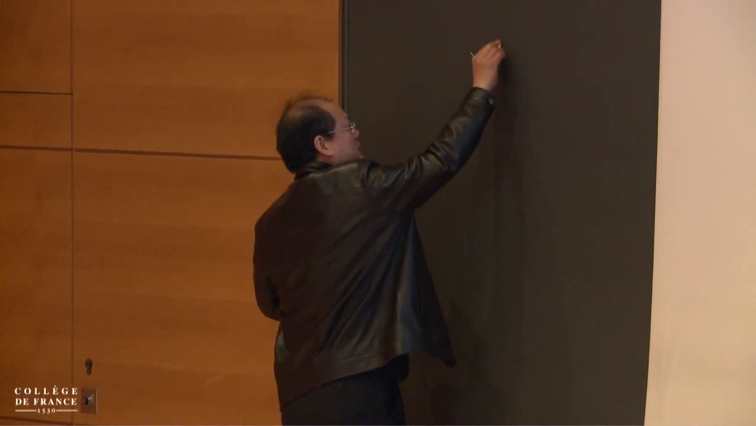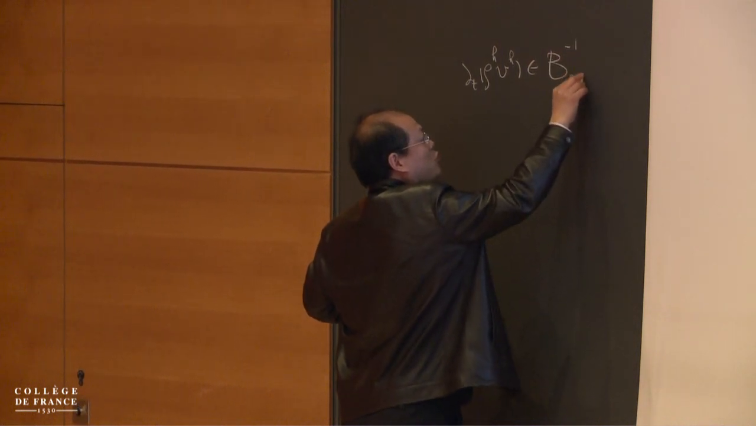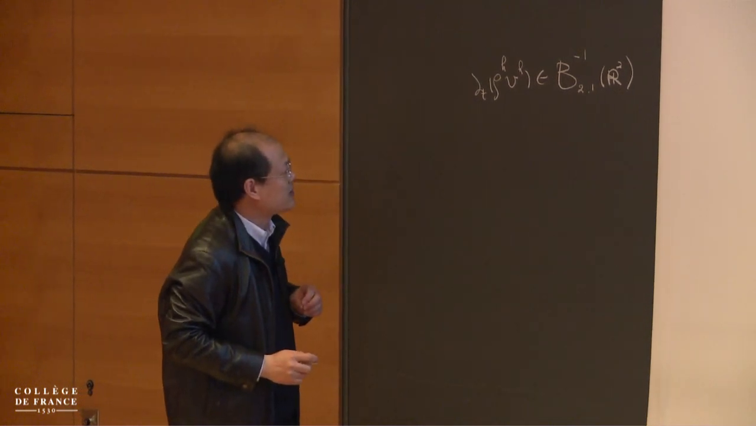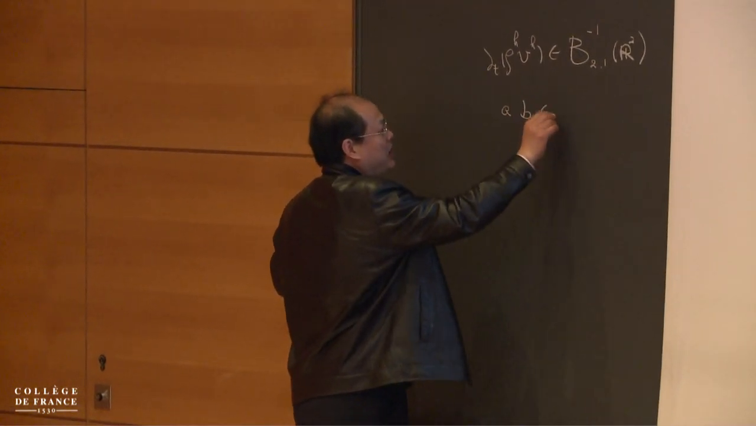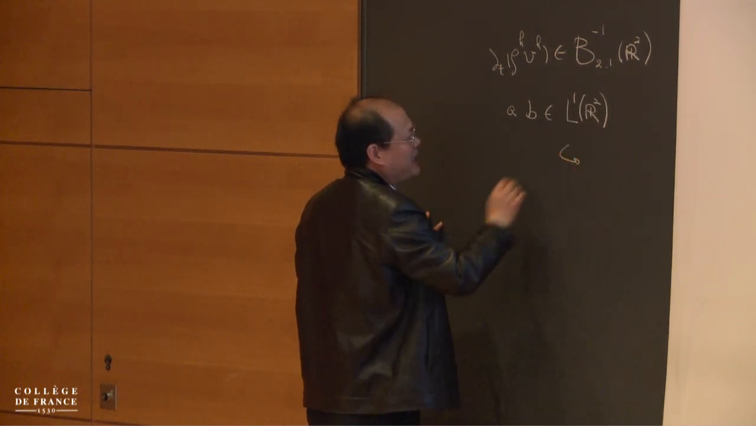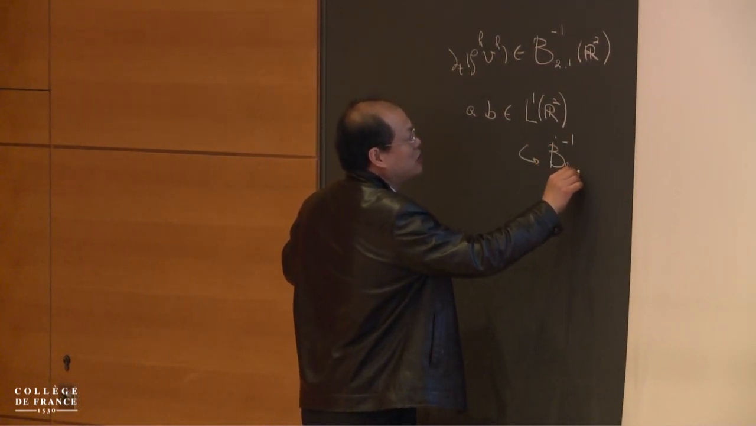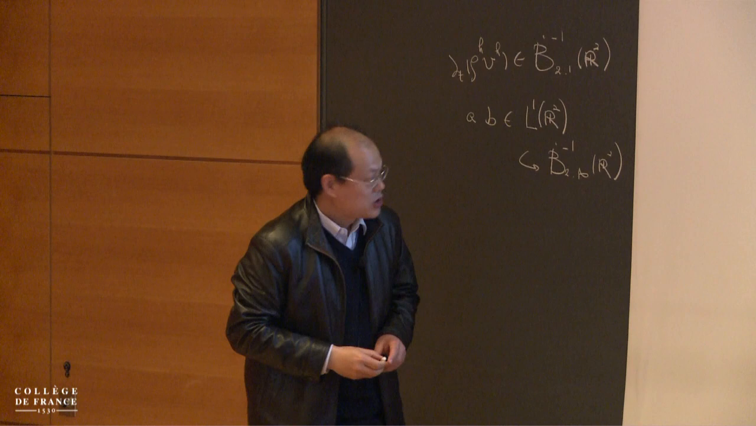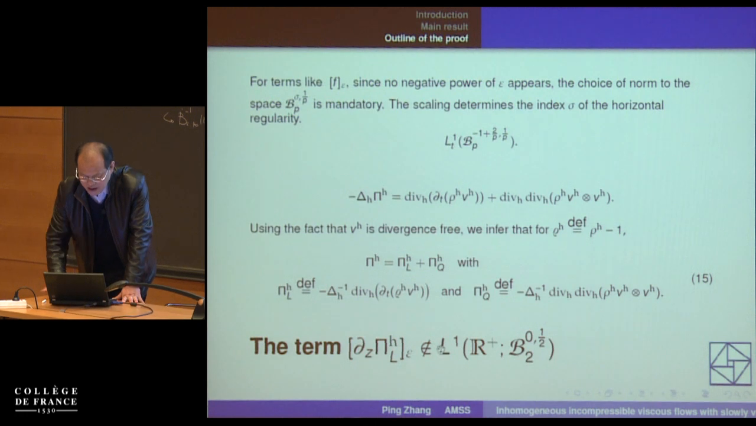partial_t of rho_h, v_h should belong to this space B^{-1}_{2,1} for the horizontal variable in two space dimensions. But everybody knows that for the product A times B, the worst regularity in two space dimensions should be B^0_{1,...} of R^2. By the embedding and Bernstein inequality, this should be bounded in two space dimensions like B^{-1}_{2,∞}, instead of this B^{-1}_{2,1}. So in this way, it's impossible for us to have an estimate of this term belonging to this L1(R+; B^0_{1,1/2}).